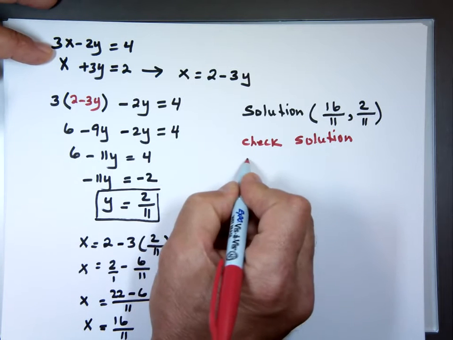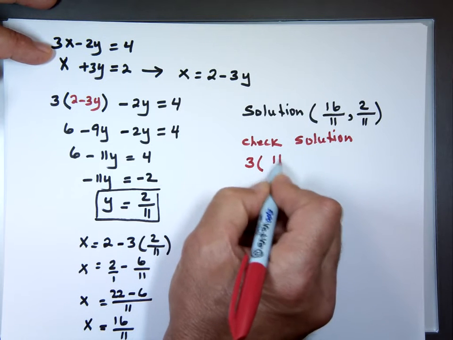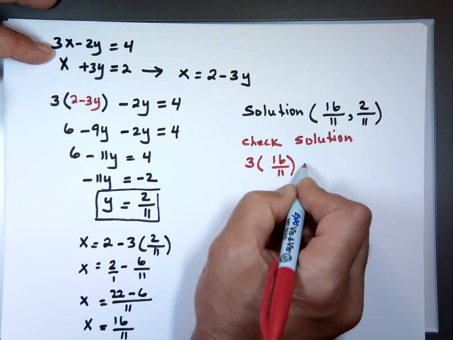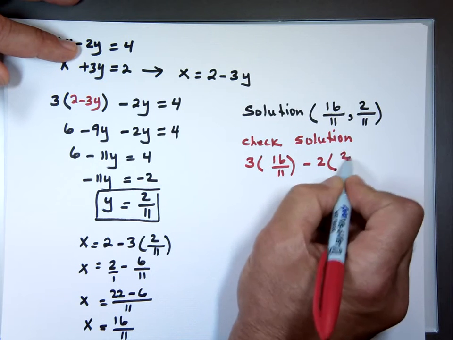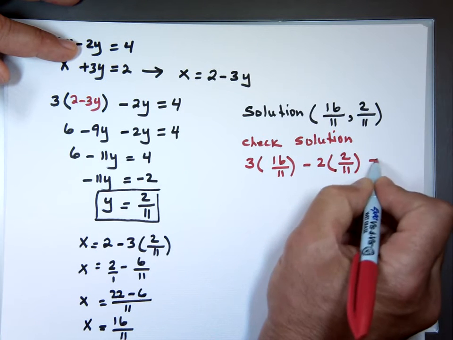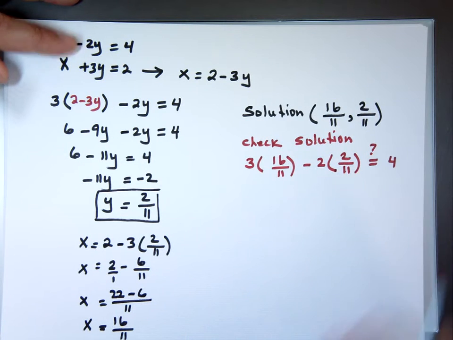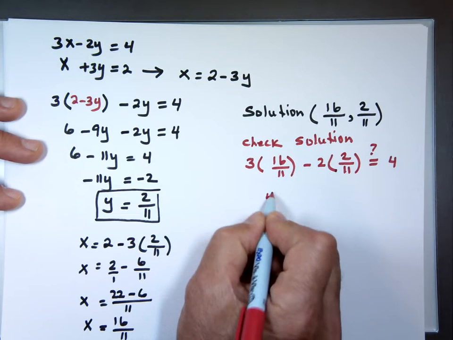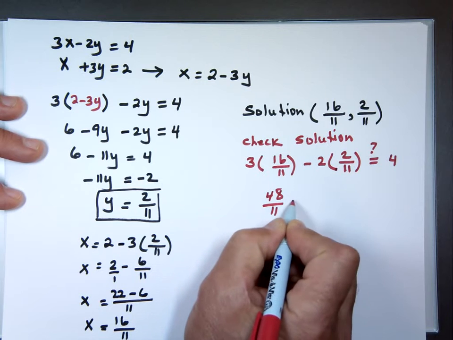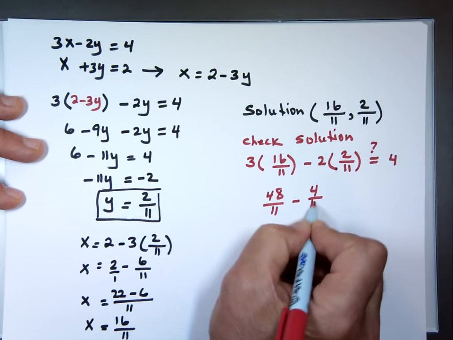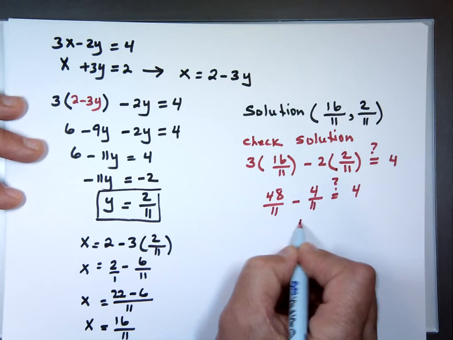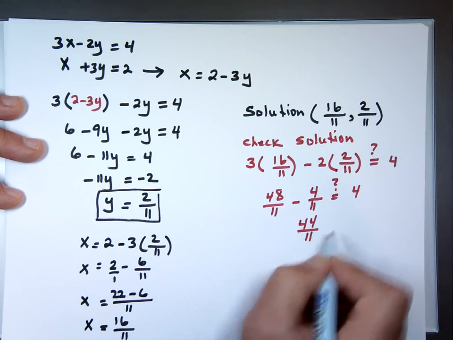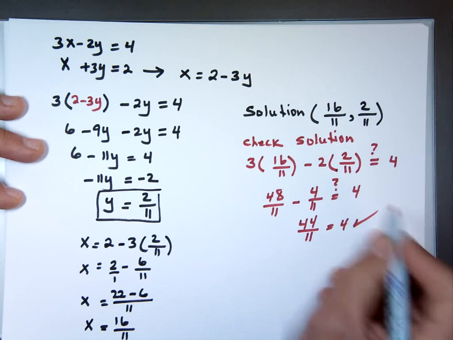So 3 times x, x is what? 16 over 11, minus 2 times y, which is 2 over 11. Does that equal 4? That's 48 over 11 minus 4 over 11. Does it equal 4? What's 48 minus 4? 44 over 11. Is that equal to 4? Yes.